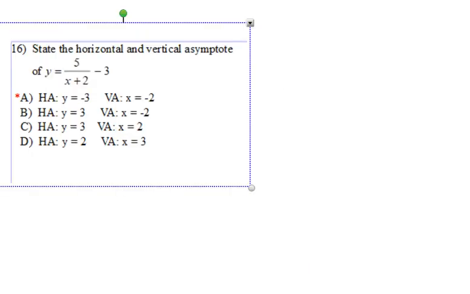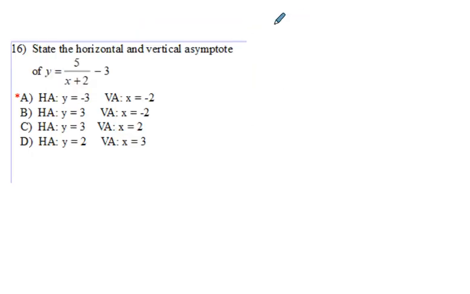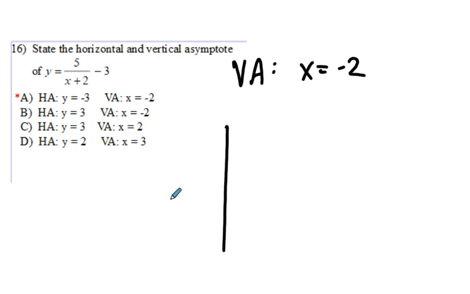16, finding the vertical and horizontal asymptotes. The vertical asymptote occurs at the x value that you cannot pick. I cannot pick -2 because that would make the function divide by 0. So my vertical asymptote is going to occur at x equals -2. If I were sketching this graph, I'm going to have a vertical dashed line at -2 to remind me I cannot pick that. My horizontal asymptote occurs at this vertical shift.